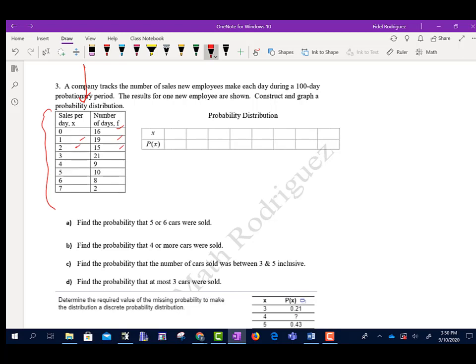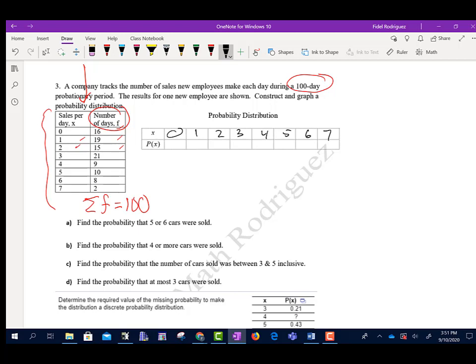So the first thing I'm going to do here is find the sum of the days, the number of days. Well, we already know how many days it is, it's 100. So we could take our calculator and add 16 and 19 and 15 and all that kind of stuff, but if we add them up, we should get 100 because it's 100 days. Okay. And so now I'm going to make a little table: 0, 1, 2, 3, 4, 5, 6, 7.